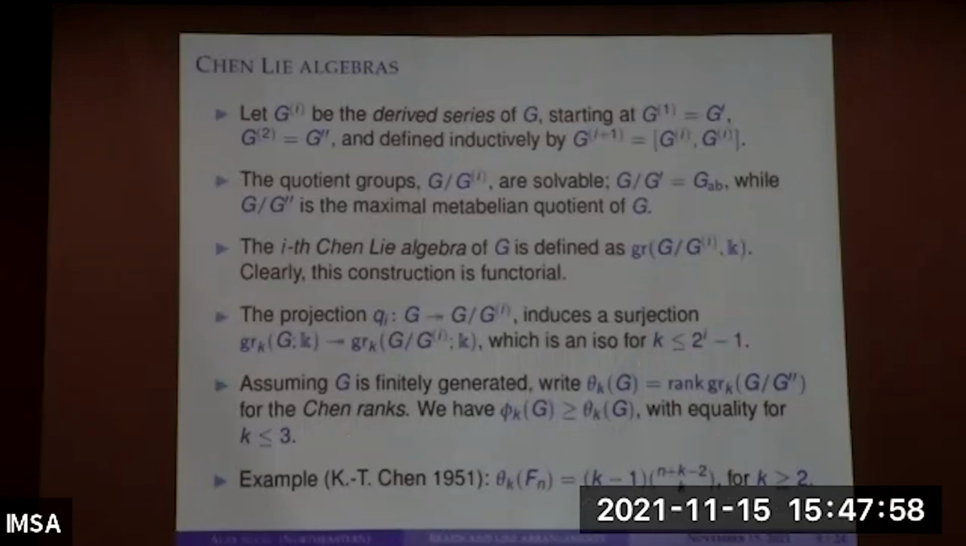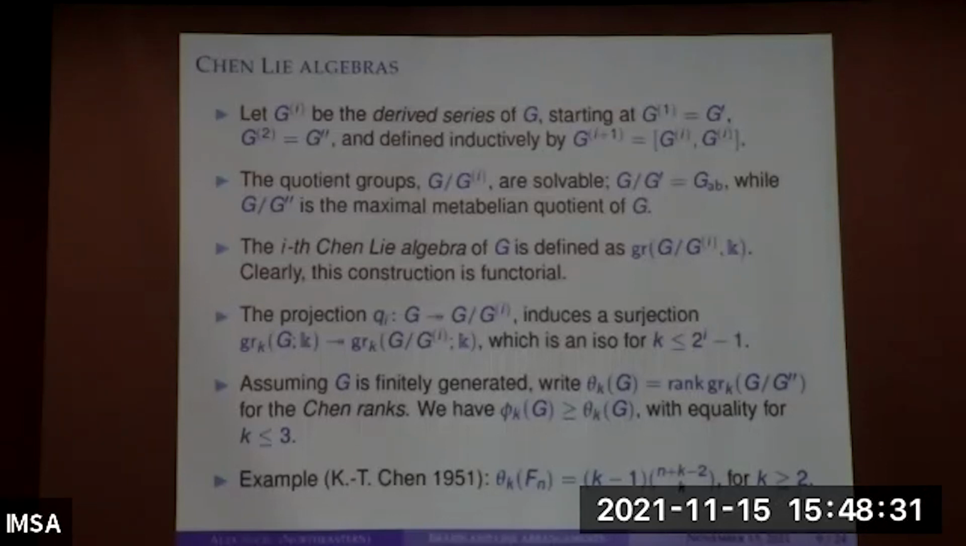Can I ask what you mean by prime here? G prime and G double prime? Well, G prime is just the derived subgroup, right? No, I didn't say that. Well, it's here. Oh, I should have said that. I said G0 is G. I have to say that the series starts there, right?